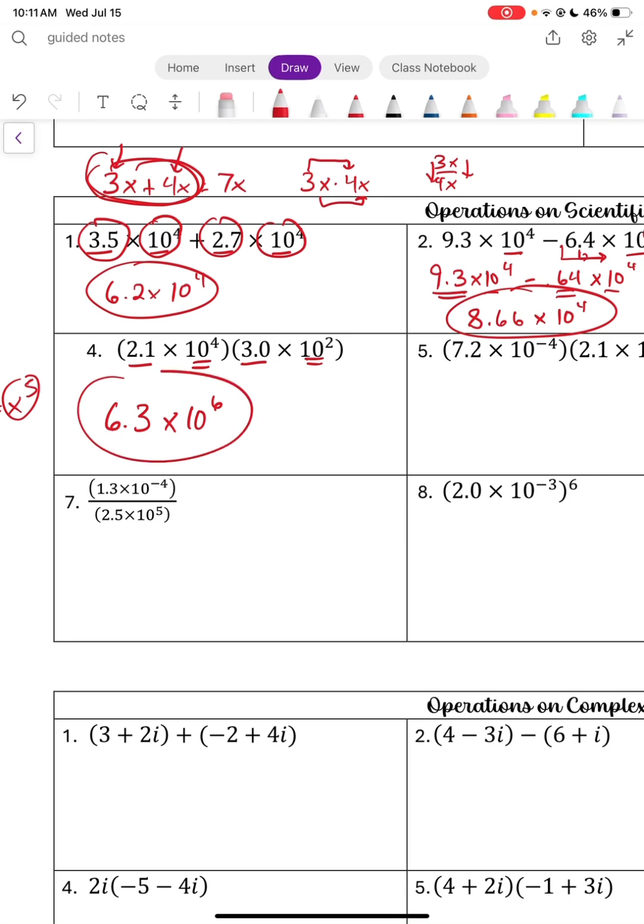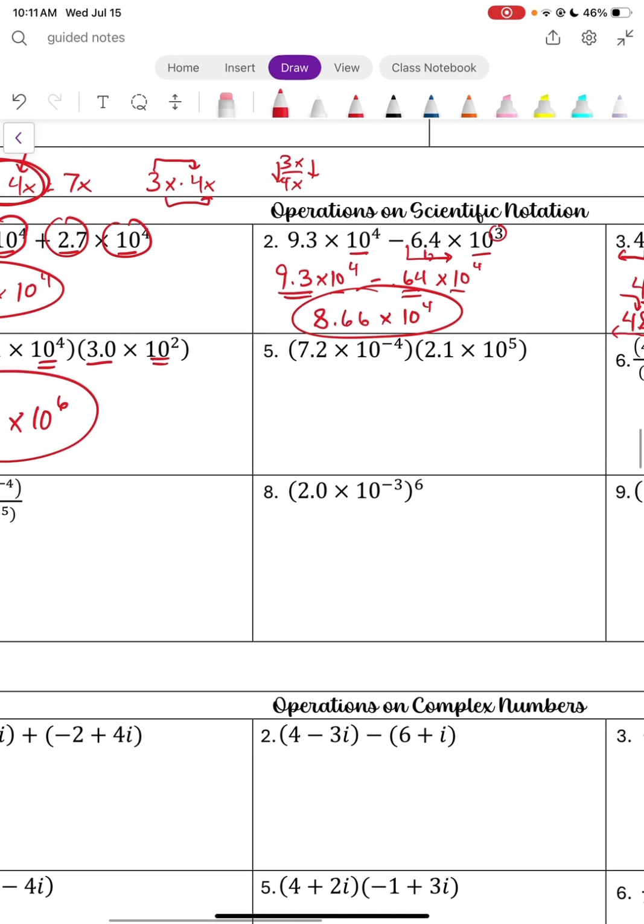That's a total of 6 10s, and you're done. So multiplication's a whole lot easier.